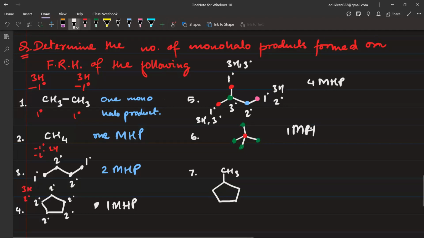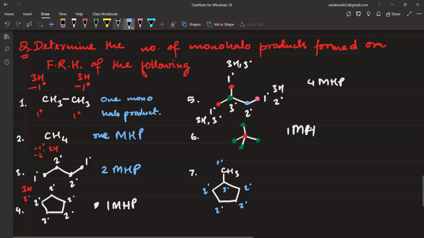In the 7th question, if you see here, let us first of all write, this is 1 degree. This one is 3 degree. This is 2 degree. This is 2 degree. This is 2 degree. This is 2 degree. Now let us talk 1 degree and 3 degree. They are going to be obviously different. 1 degree and 3 degree are different. Let us talk about these 4 2 degree carbons.